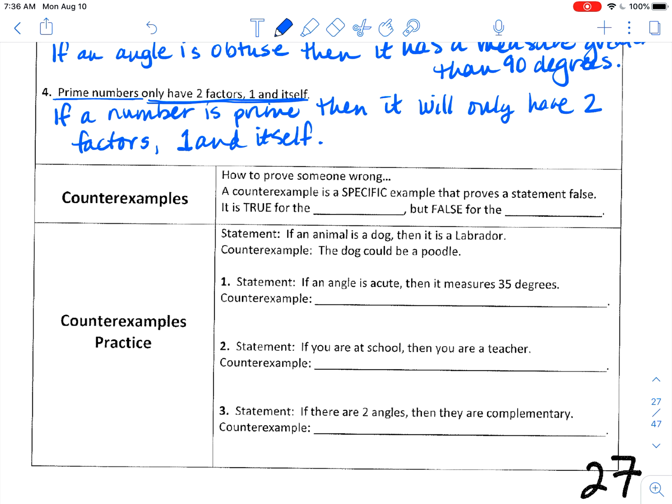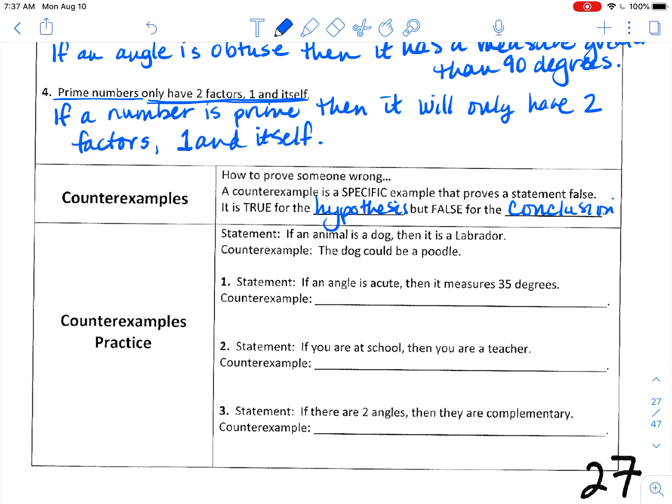A counterexample is how we prove something's wrong. It is a specific example. It is true for the hypothesis, but false for the conclusion. If an animal is a dog, then it's a Labrador. Here's our counterexample. Well, what about a poodle?